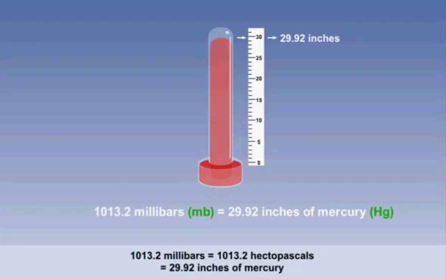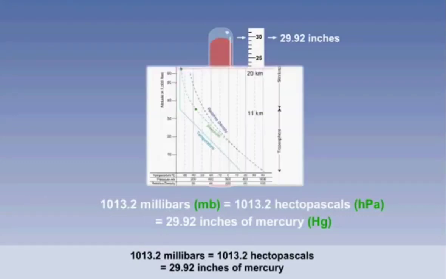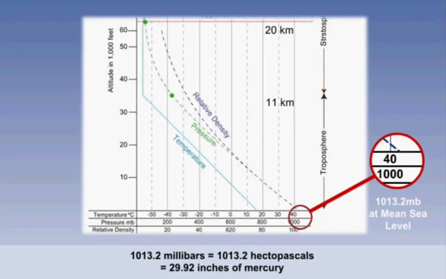In recent years, the adoption of the metric hectopascal has been replacing the millibar. However, do not worry because the hectopascal and the millibar use the same scale. 1013.2 millibars is also 1013.2 hectopascals. In summary then, 29.92 inches of mercury is the same as 1013.2 millibars and 1013.2 hectopascals. Remember from the atmosphere lesson that this is the atmospheric pressure at mean sea level according to ISA.